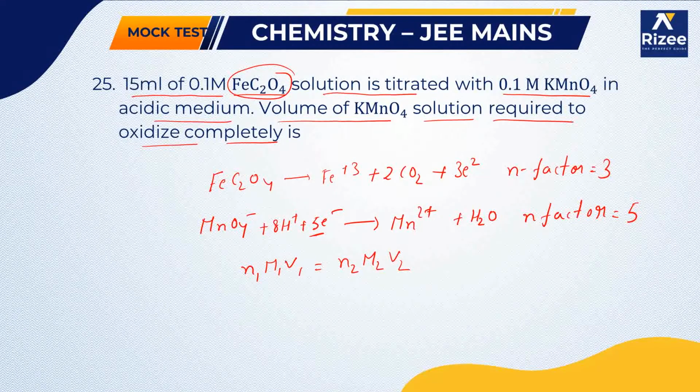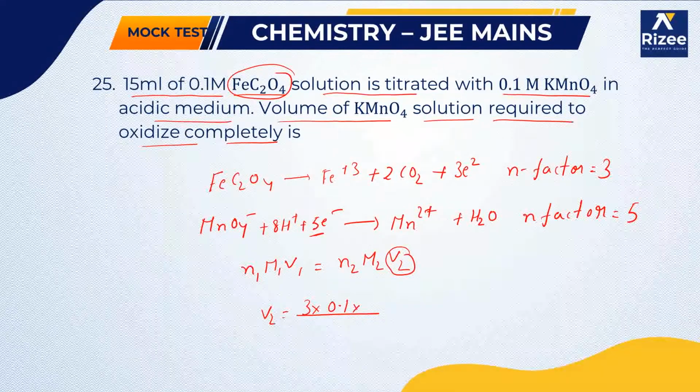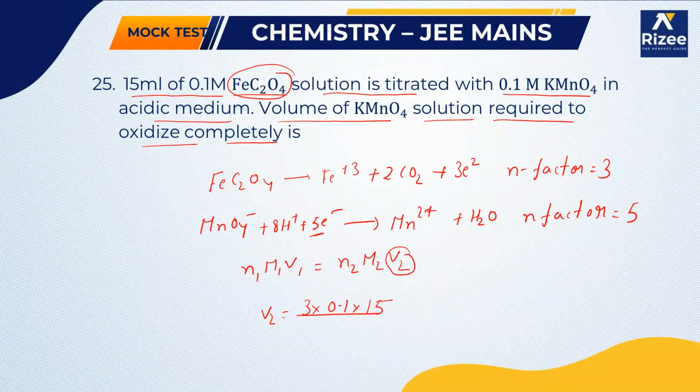So we have to find the volume, which means we have to find the V2 value. So V2 will be equal to, upon putting in all the values he has given, 3 into 0.1 into the volume he has given, 15 ml, divided by the molarity 0.1 with N factor 5, so 5 into 0.1. So upon solving you will get V2 equal to 9, which means our answer is 9 ml. So the volume required is 9 ml.